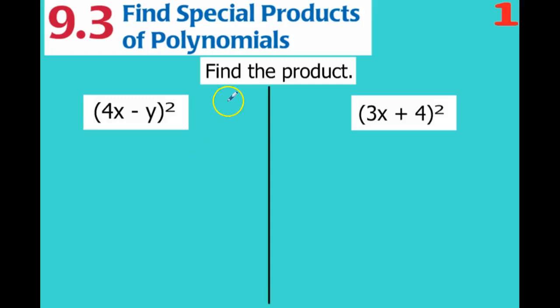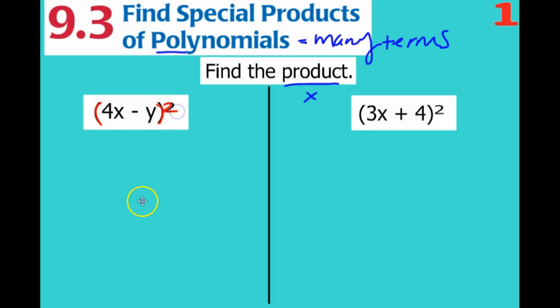Good morning. Today we are finding special products of polynomials. Polynomial, again, means many terms. So it says find the product. Product means multiply. So first, going back to what we learned in Chapter 8, whatever is written in parentheses, we need to write this many times.